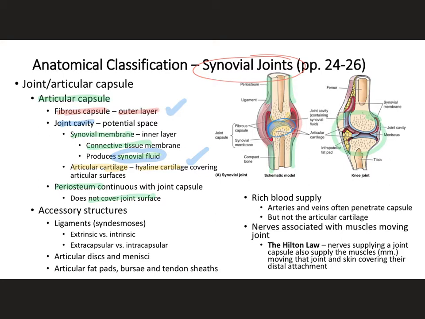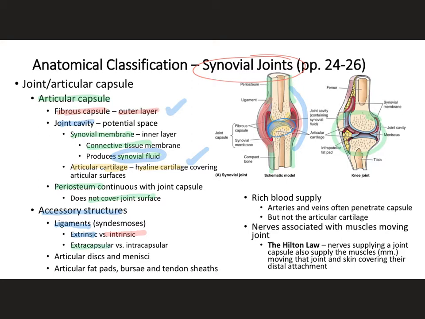Synovial joints, again, are complex. They're going to have accessory structures with them. You're going to see supporting ligaments or syndesmoses. If they're extrinsic, then they're going to be outside the entire joint, so they would connect like this. If they're intrinsic, then they're going to be continuous with the joint capsule, so they would actually be involved in the joint capsule. We'll see examples of both of these.